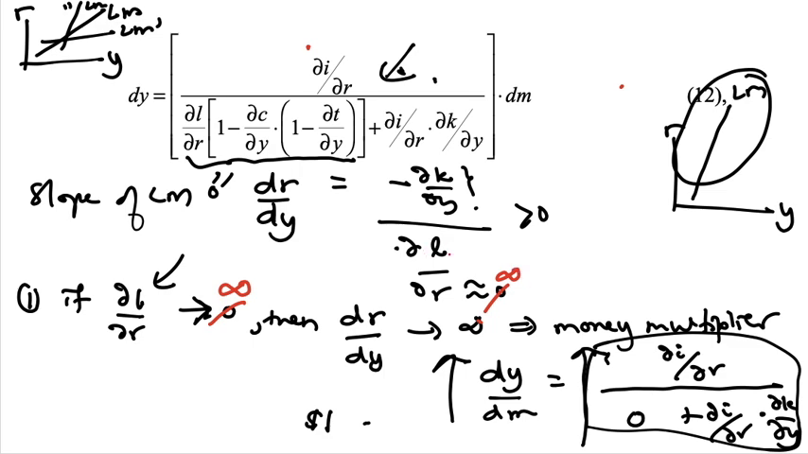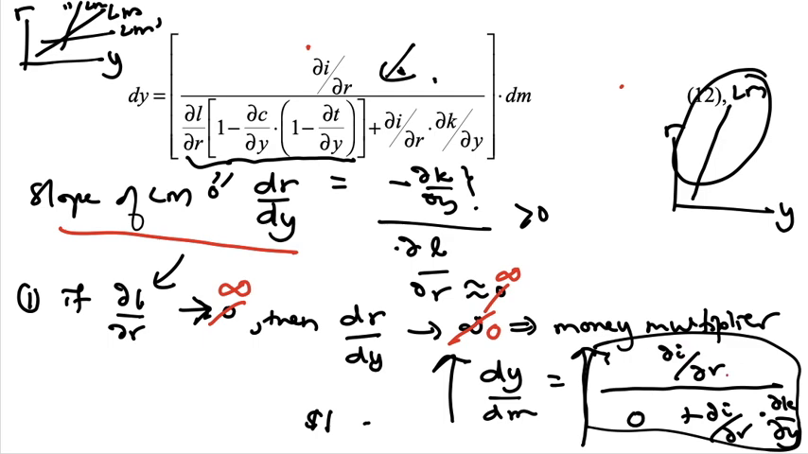The denominator is infinity. The numerator, you still have some number here. Any number divided by infinity, the slope will be approaching 0. So, dr over dy, which is the slope of LM, approaches 0. Okay, can you see the difference now? Now, what's the implication on the money multiplier?